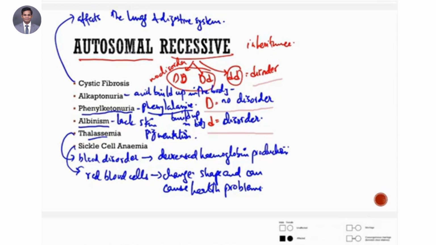Phenylketonuria, again, a similar kind of thing. It's a rare, inherited disorder. It is caused when a particular amino acid is not being broken down in the body, and that particular amino acid is phenylalanine. Okay, that is that. Albinism.